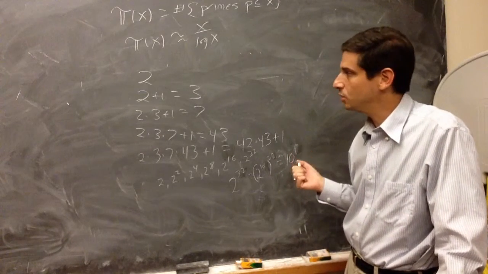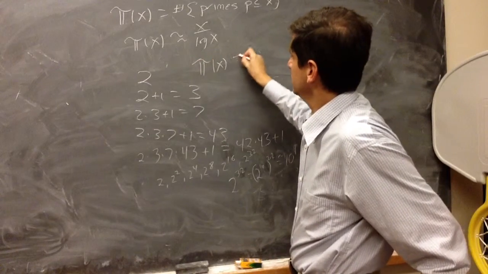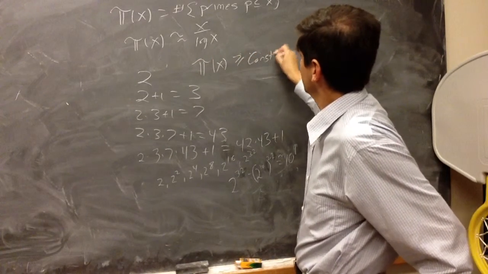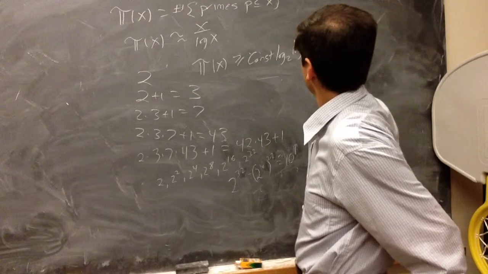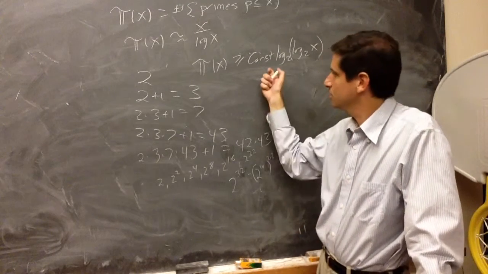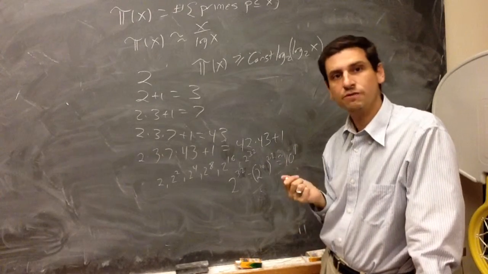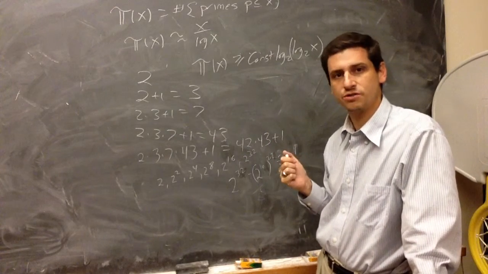It does give us a lower bound for the number of primes. It gives us the number of primes at most x is greater than or equal to some constant times the log base 2 of the log base 2 of x. So this is a very slowly growing function. But it does go to infinity, it does give us a growth rate, but it doesn't give us a good growth rate. It's nowhere near the truth.